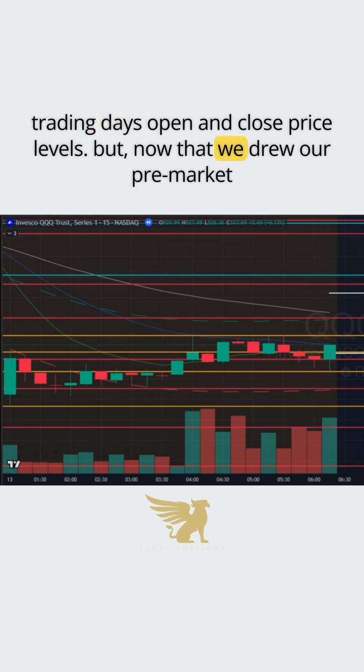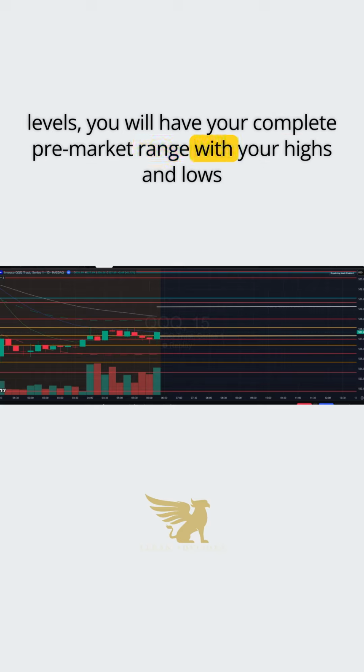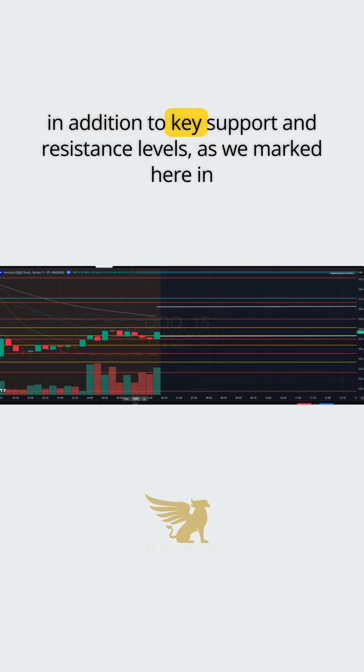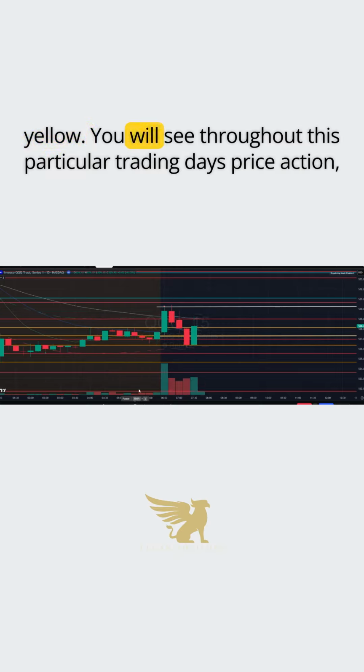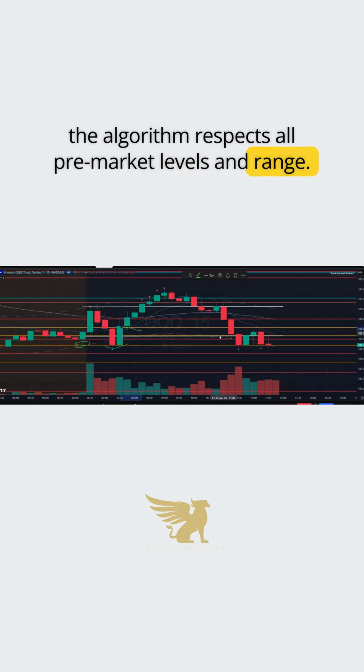But now that we drew our pre-market levels, you will have your complete pre-market range with your highs and lows in addition to key support and resistance levels, as we marked here in yellow. You will see throughout this particular trading day's price action, the algorithm respects all pre-market levels and range.